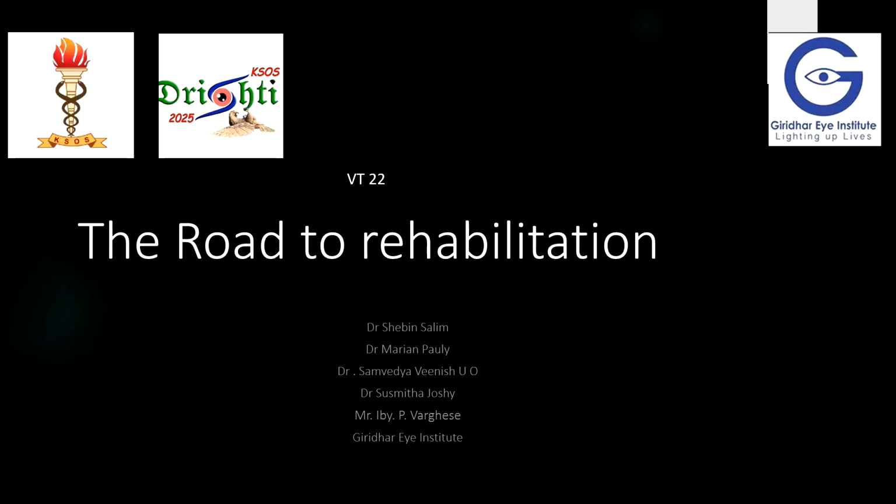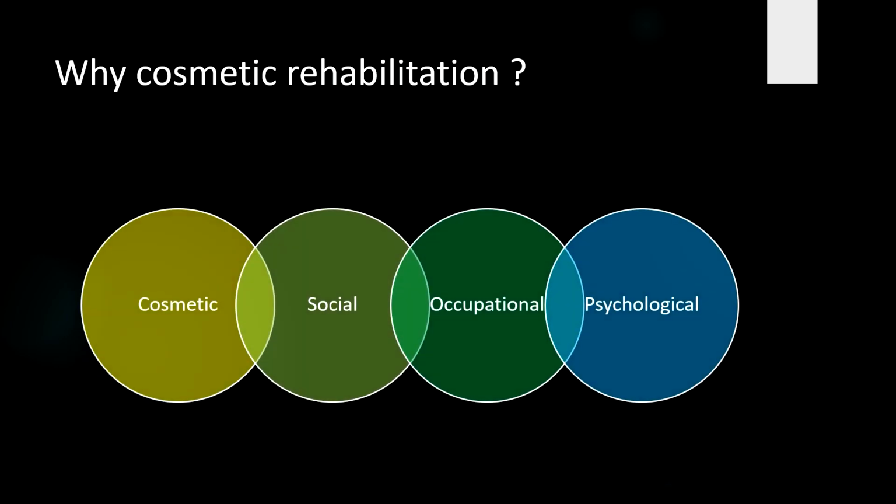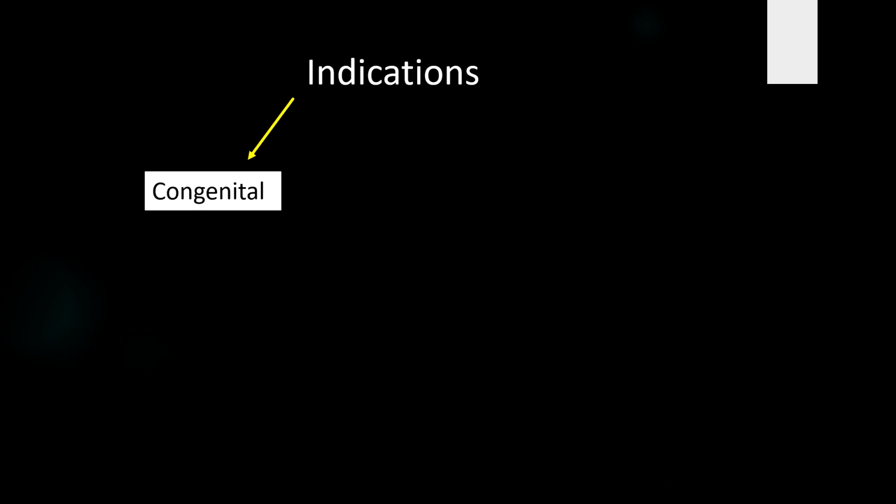The road to rehabilitation. Rehabilitation of a non-seeing disfigured eye with a visually appealing prosthetic eye is not just a cosmetic solution, but a key factor for successful social, occupational, and psychological well-being. Need for cosmetic rehabilitation can be either congenital or acquired.